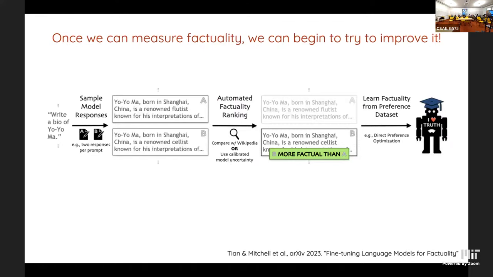I wanted to highlight this because it shows that once you have a way to measure factuality, at least in this domain, you can set about improving it. So I think it would be really nice in the future to expand to different domains and see if it actually can generalize. Like, if you fine-tune on biographies, do you get more factual long-form answers?